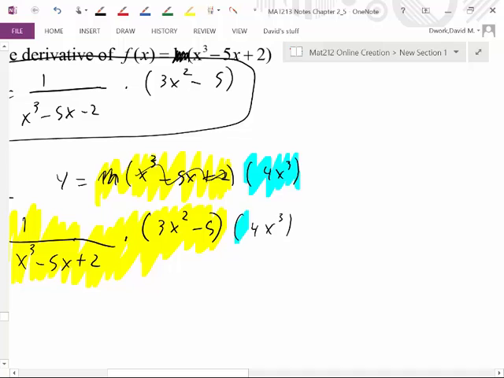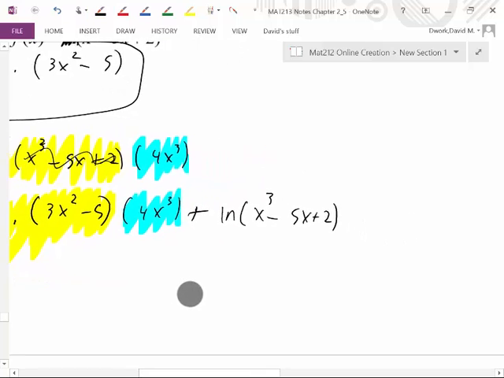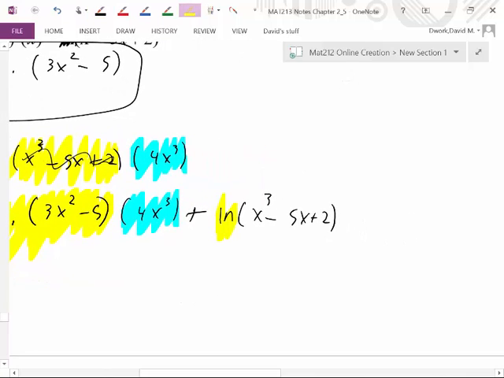Okay, so now that we got that, let's go ahead and add that. Now we got to switch them. Leave the yellow part alone, what we originally had, which was natural log of x cubed minus 5x plus 2. Okay, that was the yellow. Just the original yellow, no derivative done. Then times, now we got to do the derivative of the blue.